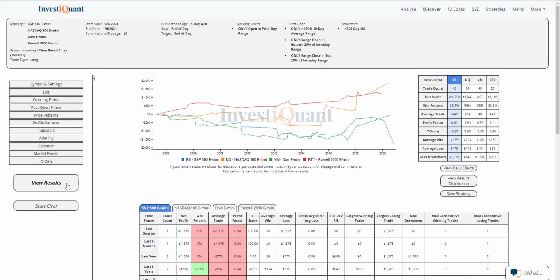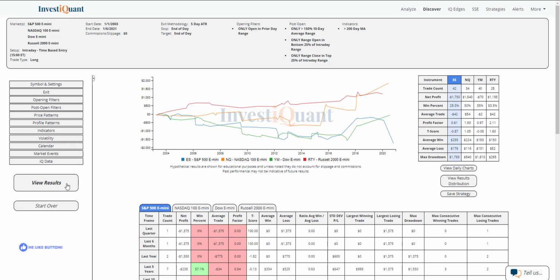And here we go. These are the results of going long at 3 p.m. Eastern Time, exiting at the close 4:15 p.m. Eastern Time, when you have a trend day forming after opening within the prior day range and above a 200-day simple moving average. And I'm defining that trend day as open in the bottom 25% of the range and trading in the top 25% of the range at 3 p.m. with at least 150% of the 10-day average range for that same time period between the open and 3 p.m.